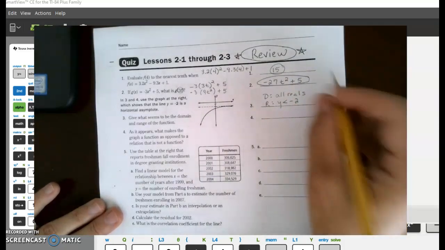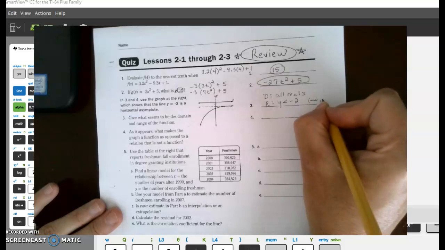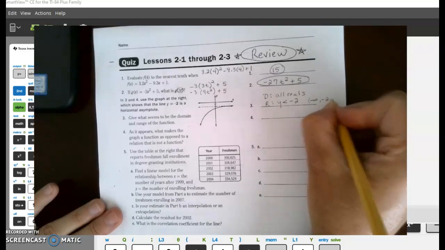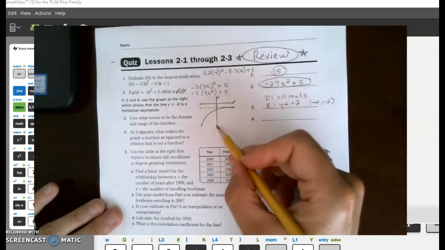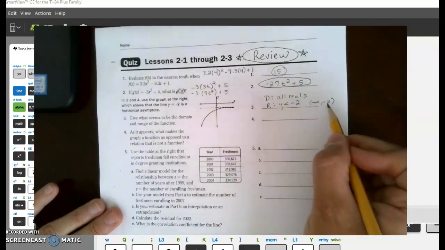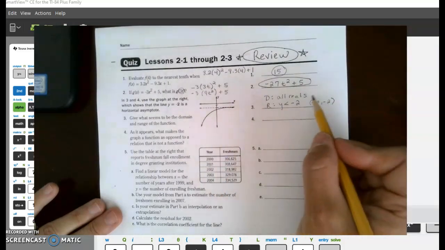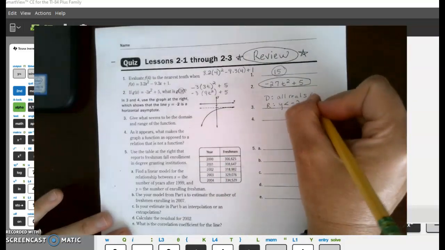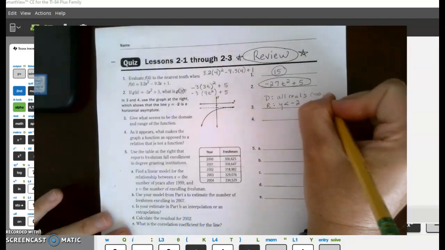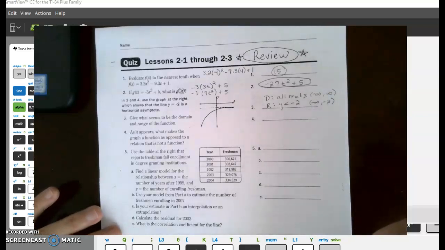If I wanted to use bracket notation, I would say that it began at negative infinity and it went to negative 2. Notice soft brackets on both because you can't ever reach negative infinity and you can't ever reach the negative 2 because it's an asymptote. Back up here with domain, if I want to write all reals in bracket notation, I would just say from negative infinity to infinity. And with infinity, you always use soft brackets.